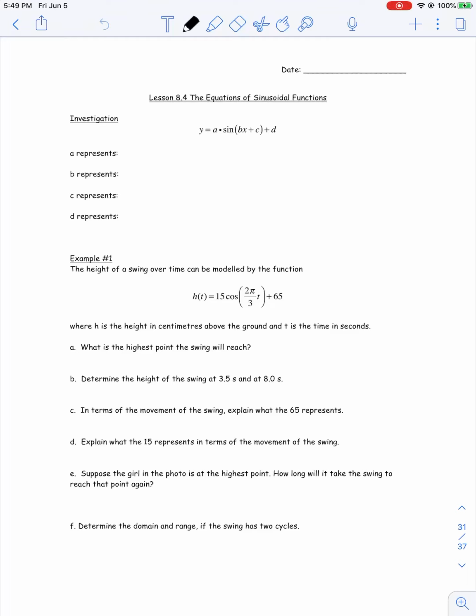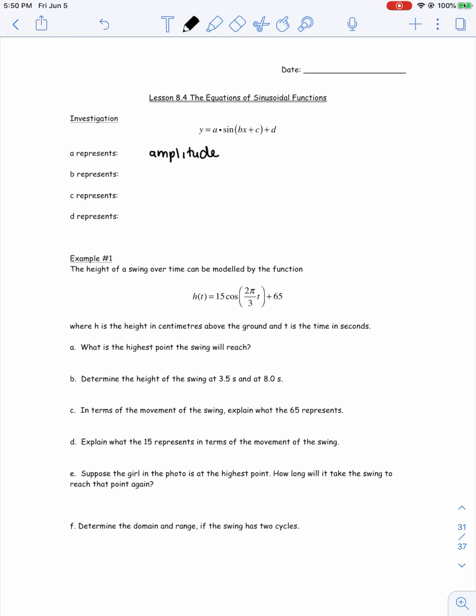Lesson 8.4 is the equations of sinusoidal functions. When we're looking at an equation for a sinusoidal, it's in the form y equals a sine, in brackets, bx plus c, plus d. So a actually represents our amplitude. B represents a way of finding our period.